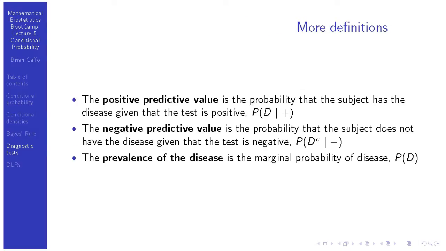So let's give a couple more definitions. The positive predictive value is often what a subject would want to know. That is the probability that a person has the disease given a positive test result. And the negative predictive value is another thing that people would very much like to know in the result of a negative test. It is the probability that they do not have the disease given that the test is actually negative. And then we might declare the prevalence of the disease to be just the marginal probability of disease.